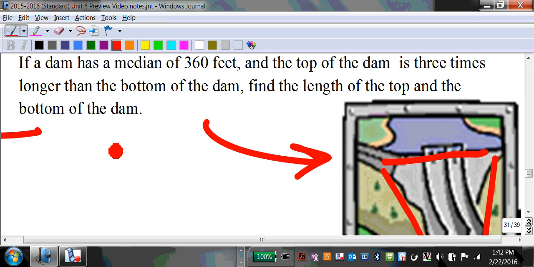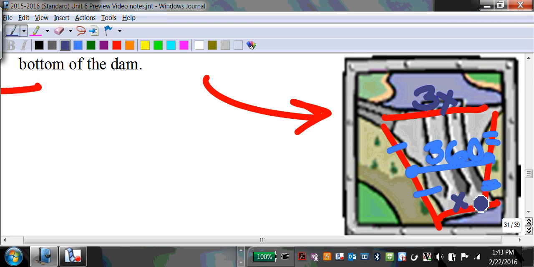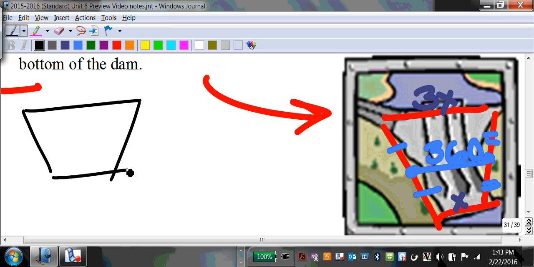It says, if a dam has a median of 360 feet, so median would be middle, so the midpoint, both sides, and it's 360 feet, and it says the top of the dam is 3 times greater than the bottom of the dam. We have a 3x and x relationship. Find the top and bottom of the dam. Let's pull this out so it's easy to see. There's your median.